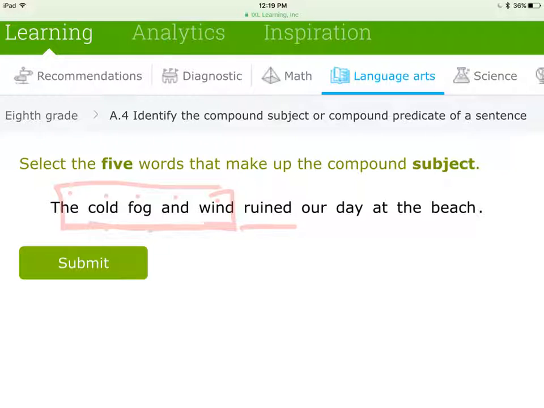And that's as simple as it is, kids. Find out what's happening in the sentence. That's your predicate. And just see if there's more than one thing. That would be a compound predicate. You find out who's doing that predicate, you've got a subject. If it's more than one something or someone doing it, then it's a compound subject.